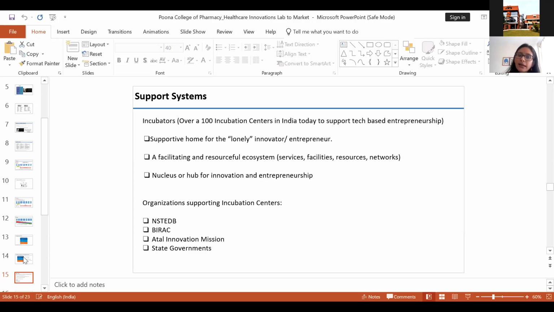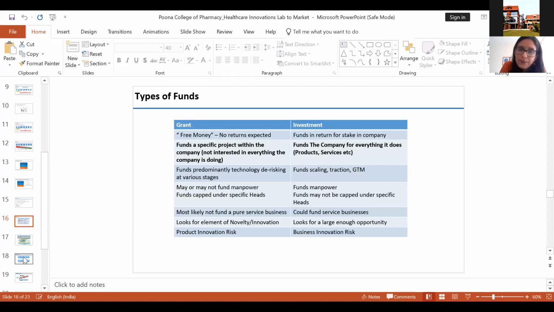All right. And the idea is that you will meet like-minded people. They will support you with funds, with facilities, with networks, anything that you need to go through this journey. And these incubation centers are funded by some very big government entities like NSTDB, which is Department of Science and Technology, BIRAC, which is Department of Biotechnology, Atal Innovation Mission, and also state governments. In Pune itself, we have more than, I think, 5, 6 odd incubation centers, all of which would support tech-based innovations.